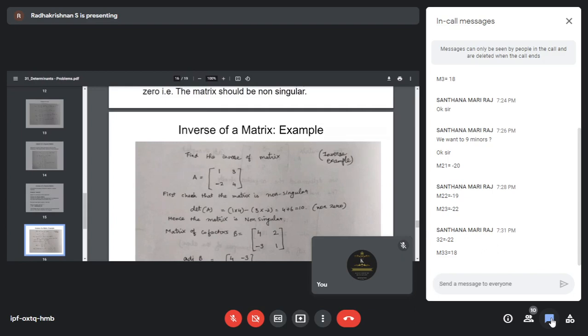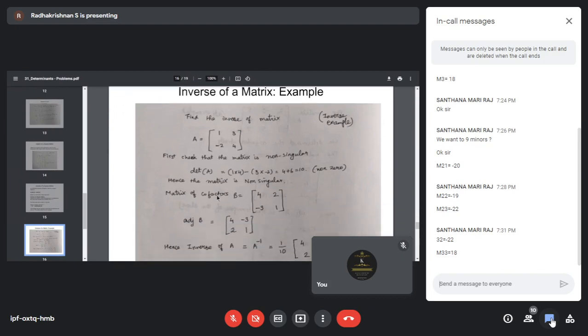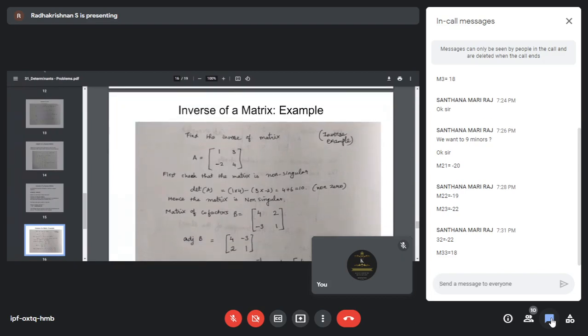What do we do next? The adjoint is equal to the transpose of the matrix of cofactors. Sorry, I have written it wrongly. It is adjoint of A equal to B transpose. So we simply transpose that above matrix, and you get 4, -3, 2, 1.